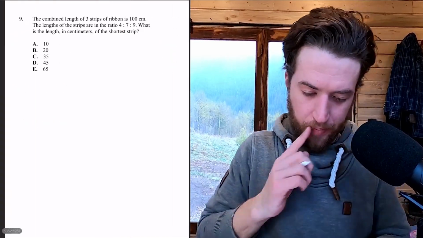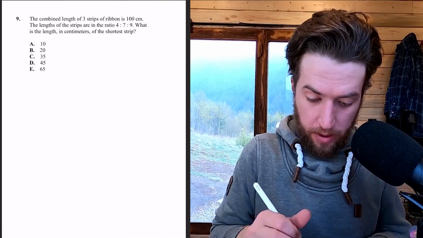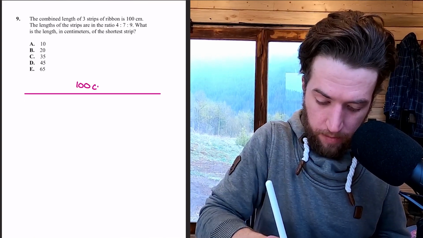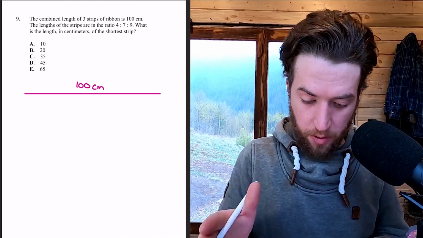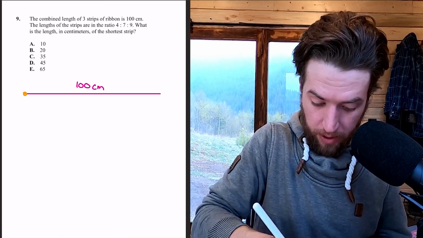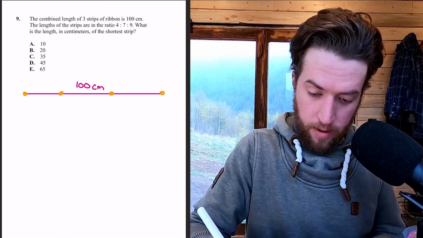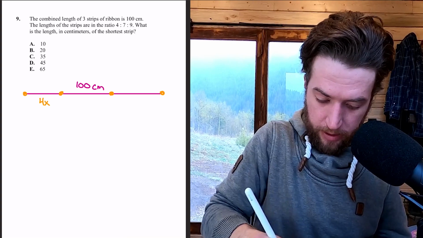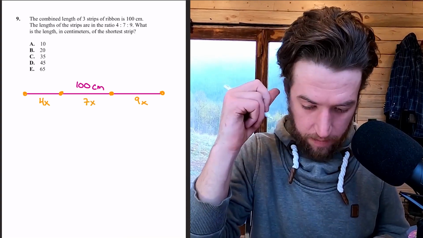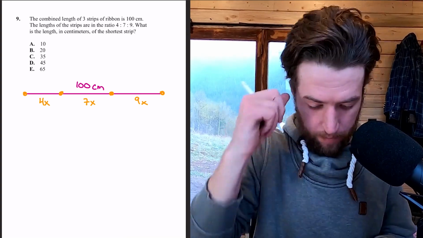All right, the combined length of 3 strips of ribbon is 100 centimeters. Okay, so if we have all this ribbon together, we have 100 centimeters. Lovely. The lengths of the strips are in a ratio of 4 to 7 to 9. So we have a short strip, a medium strip, and then a long strip at the end, where this is like 4x, 7x, and 9x. What is the length of the shortest strip? Okay, so we just need to find x and then multiply it by 4.